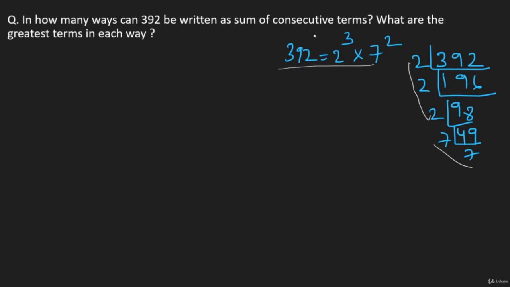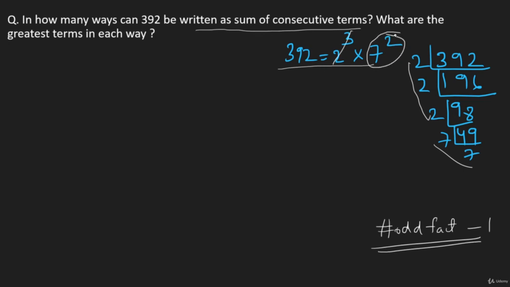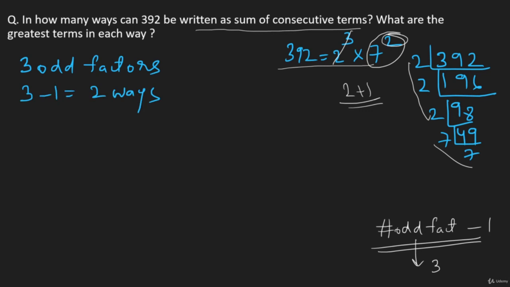And to find the number of odd factors, right? We know that to get the answer to this, we need to find the number of odd factors minus 1, right? So to find the number of odd factors, we need to disregard the powers of 2. So you're left with 7 square. The power over here is 2. So 2 plus 1, that's equal to 3. So the number of odd factors is equal to 3. And you have to find 3 minus 1. That's the number of odd factors minus 1. That's equal to 2. So the answer to this section of the question is 2. There are 2 ways in which 392 can be written as the sum of consecutive terms.